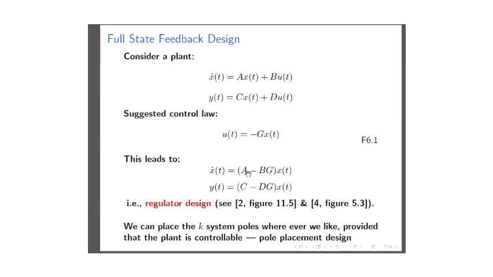So this matrix A minus BG is a new A matrix of the regulator, of the closed loop system. And what I'm talking about when I say I place the poles, it's really not pole placement, it's eigenvalue placement. I can place the eigenvalues of my closed loop system, of my regulator, the eigenvalues of A minus BG, anywhere on the S-plane.